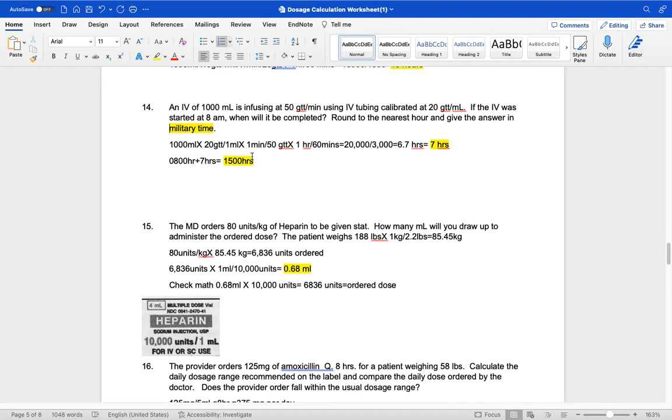When you work this across, you've got 20,000 divided by 3,000. That is going to give us 6.7 hours. It is saying round to the nearest hour. So this is greater than 0.5, and we're going to go up to 7 hours. This infusion started at 0800 hours. We are going to add 7 hours, so it should finish at 1500 hours, which is 3 p.m.